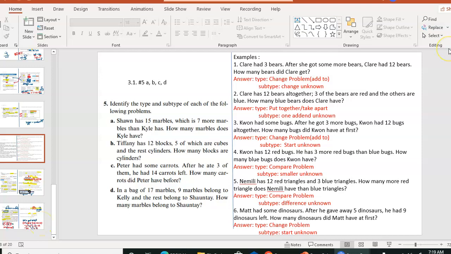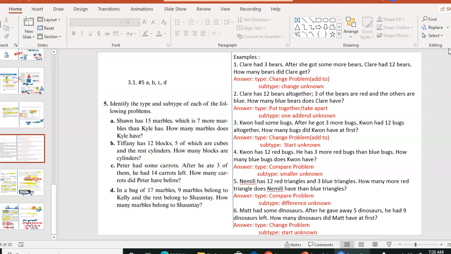Section 3.1, homework problem number 5. So in this problem, we're going to look at a word problem and try to determine which type and subtype this word problem is. All right, so let's look at my first example.